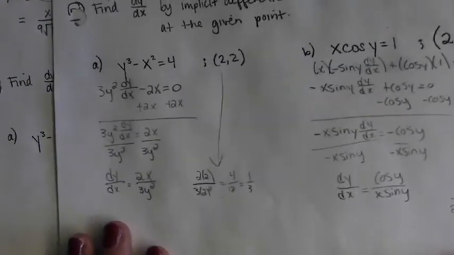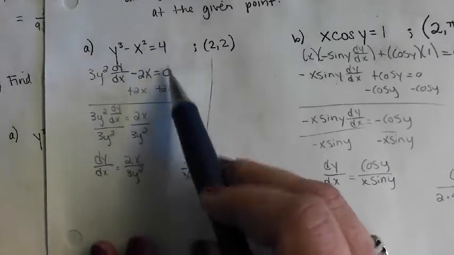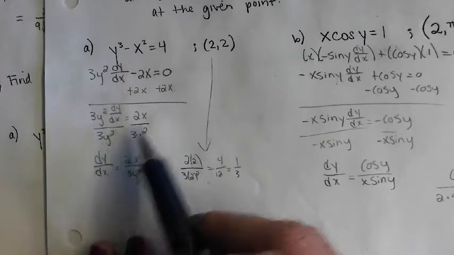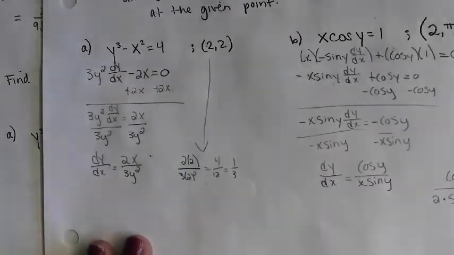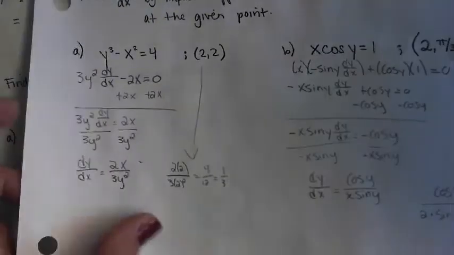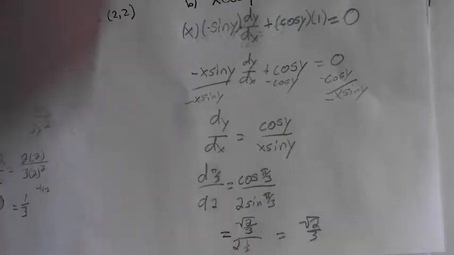This person got 1/3. So, all right, so there's the 3y squared dy dx minus 2x equals 0. We isolate, divide over the 3y squared, and there's our derivative. We just plugged in 2 for x and 2 for y. Correct? Very good. Let's go to this next one. This person got √2/3. Raise your hand if you agree.